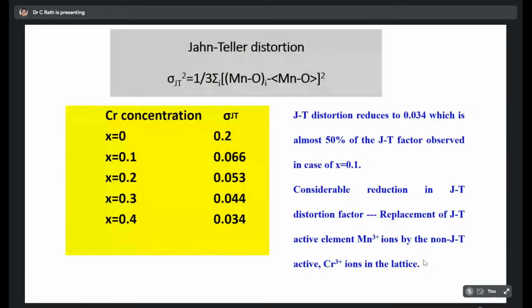Then Jahn-Teller distortion: as chromium is a non-Jahn-Teller element, obviously it will decrease, but it decreases very significantly. At 0.2 it immediately decreases by one order. 50% of the Jahn-Teller factor decreased immediately when we dope chromium. So there is a considerable reduction in the Jahn-Teller distortion factor from the replacement of the Jahn-Teller active element Mn3+ by chromium.